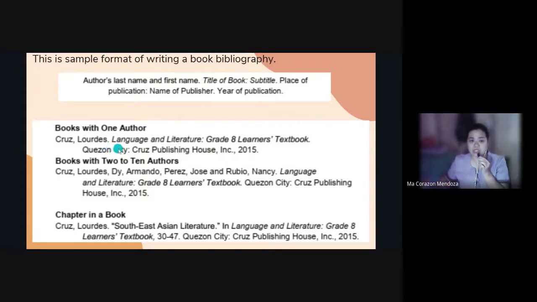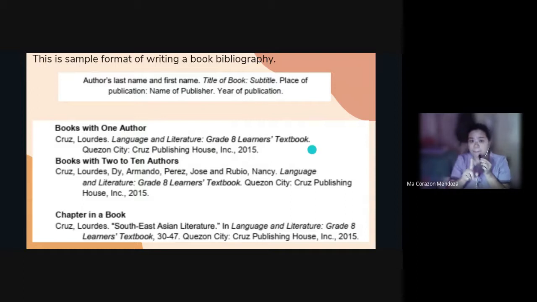Now, as you can see, the next thing that we should put is the title of the book, followed by a colon, the punctuation colon. So the title of the book is Language and Literature, and then the colon. And then remember, if there is a subtitle, you have to write it as well. The subtitle is Grade 8 Learner's Textbook, followed by a period.